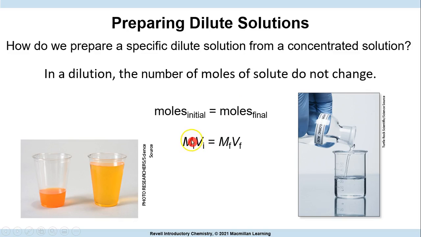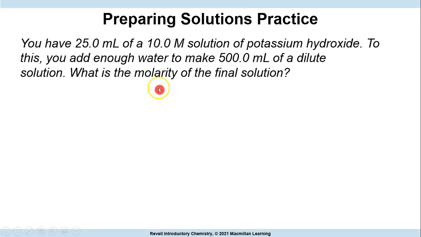So we know that the initial molarity times the initial volume is equal to the final molarity times the final volume. Since the number of moles does not change, and the number of moles is equal to molarity times volume, M1 V1 equals M2 V2. So let's look at an example here. You have 25.0 milliliters of a 10.0 molar solution of potassium hydroxide. To this, you add enough water to make 500.0 milliliters of dilute solution. What is the molarity of the final solution?